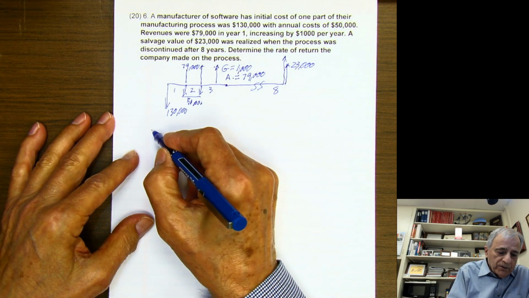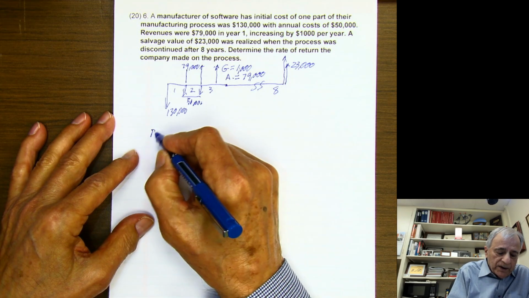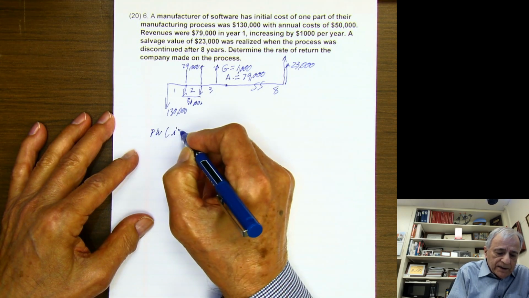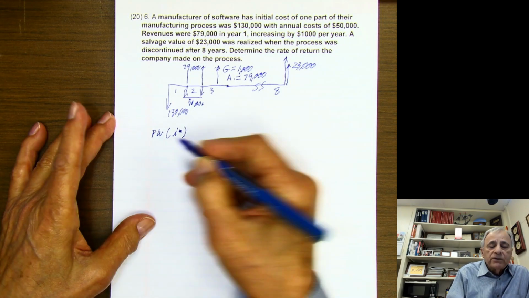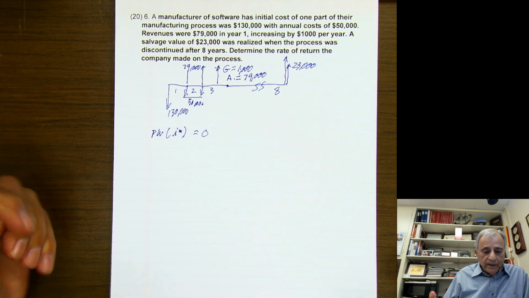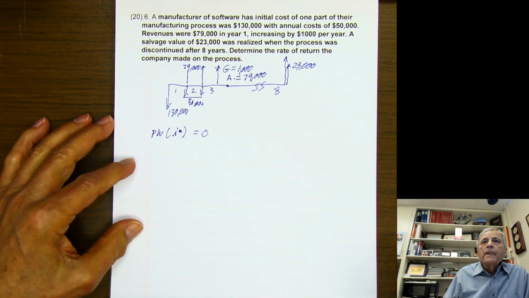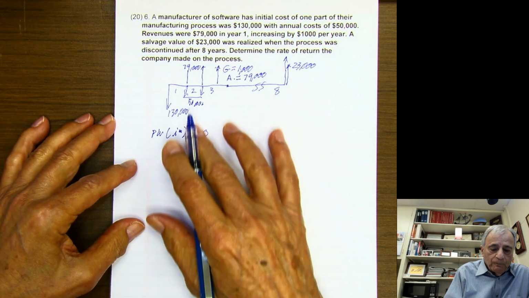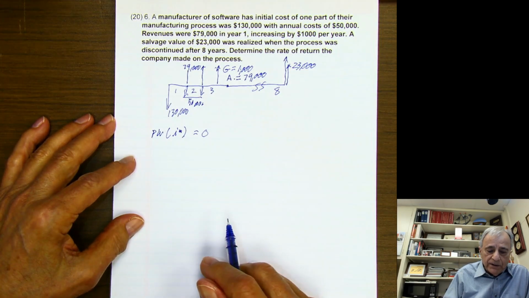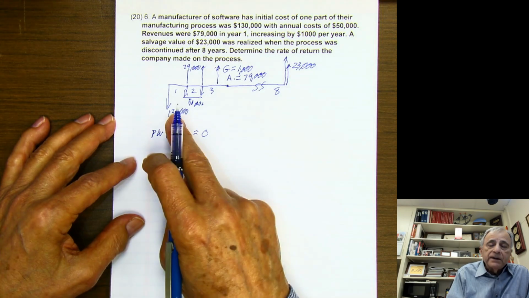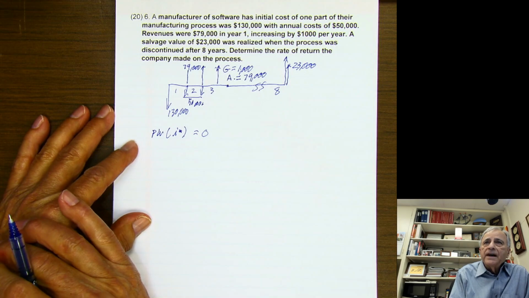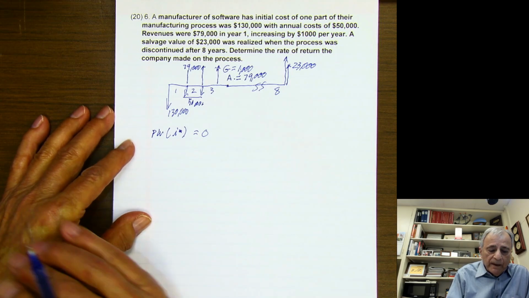So I'm going to write the generic equation for rate of return: the present worth at I star, that's the rate of return, that's a special rate of interest, is equal to 0. That's basically the present worth equation. But now we have a lot of things going on here. We have an initial cost, and by the way, time 0 is the only time that there's a net negative cash flow.